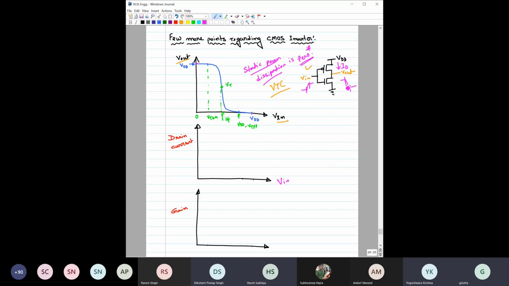Because in region 3, static power dissipation would not be 0, right? You are absolutely right. Can you explain why in region 3 there will be static power dissipation? It will be a short circuit, because in region 3, you see both transistors are in saturation. So in this region, both transistors are in saturation.